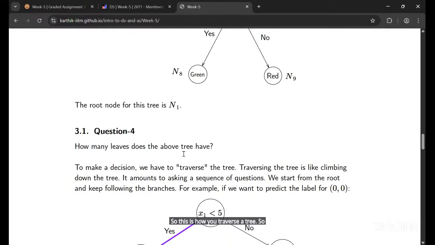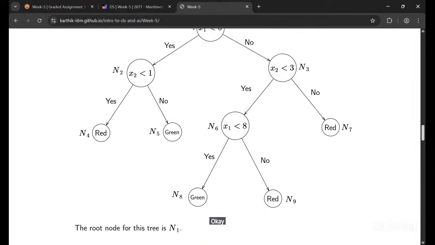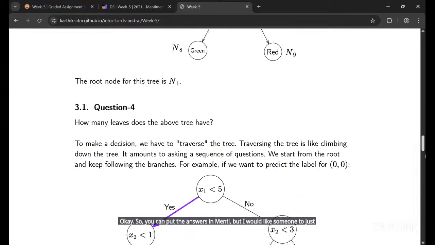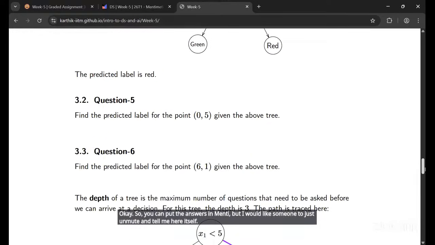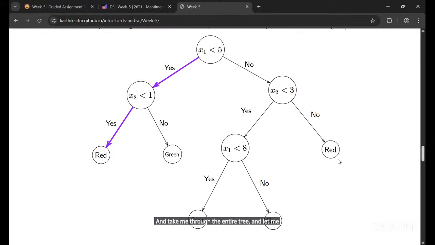So your question 4 was, how many leaves does this tree have? And your question number 5 and question number 6 are the same. These are about traversing the tree. Question number 5 is asking you, what label will the point 0, 5 have? And in question number 6, you have to tell me what label 6, 1 will have. You can put the answers in Menti, but I would like someone to unmute and tell me here itself the answers to question number 5 and question number 6, and take me through the entire tree and let me know how you arrive at the answer.